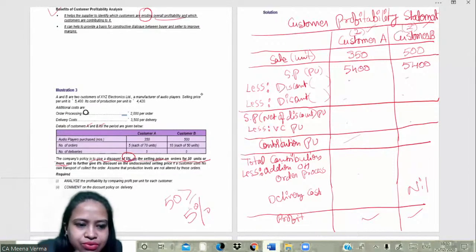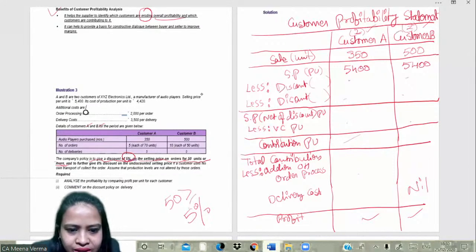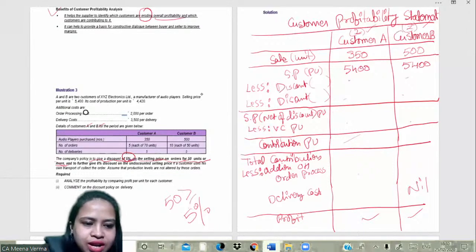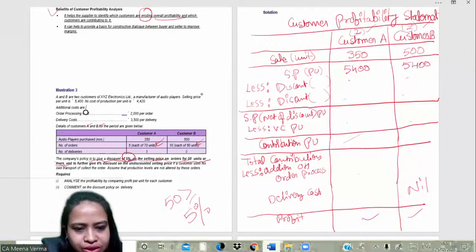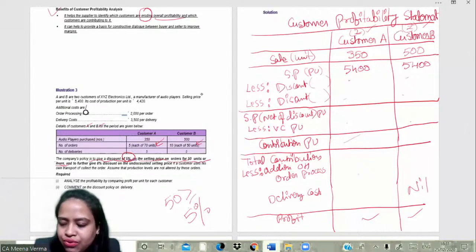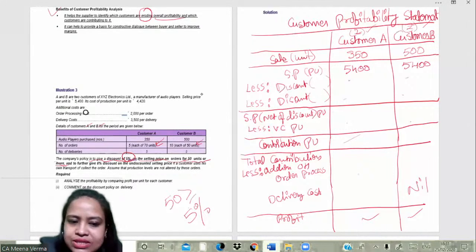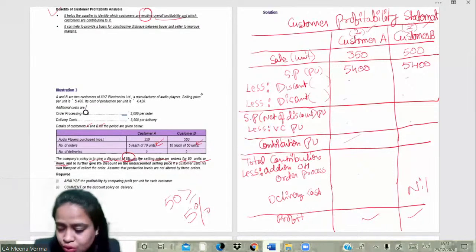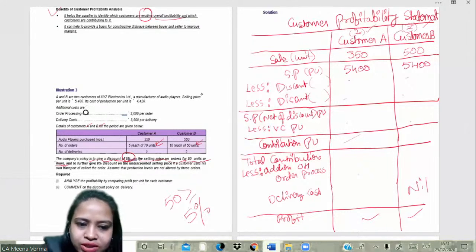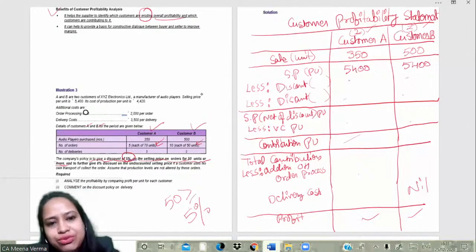Now let us see the number of order which they are giving. The number of order which they are giving here, each of 70 units, each of 50 units. So in both the cases, you can see here the selling price order for 50 units or more. Both the customers are giving their order of 50 or more units. B is giving 50 units and A is giving 70 units. So it is under either 50 or more than 50. So for this, both the customer A and B will receive 5% discount.